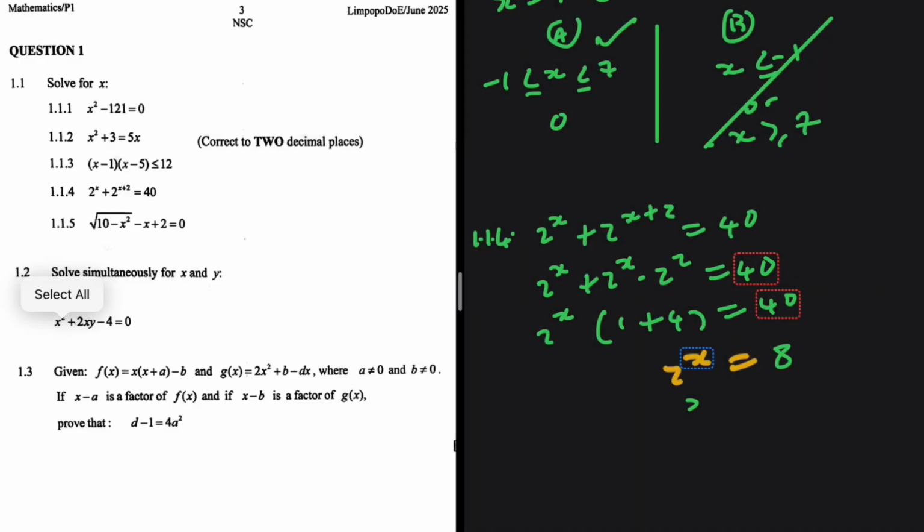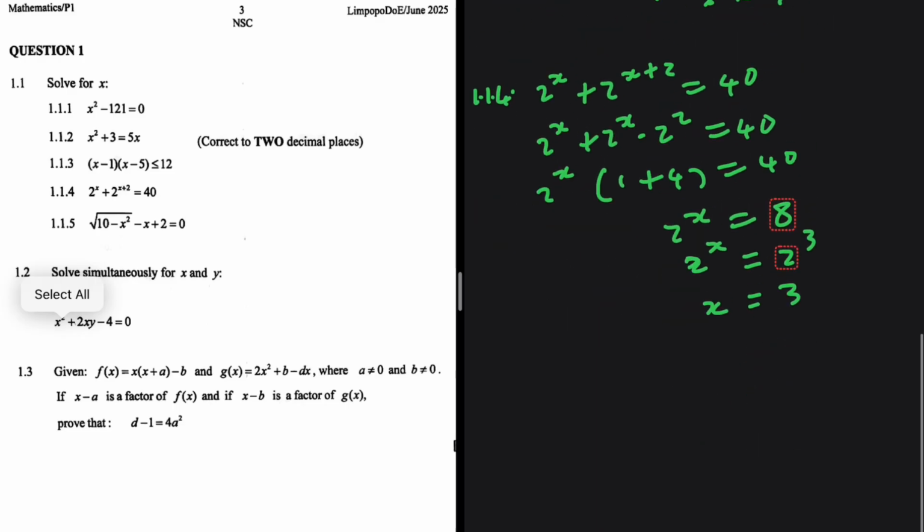So 2 to the x will be equal to 2 to the 3. So x is equal to 3. There we go. 1.1.4.